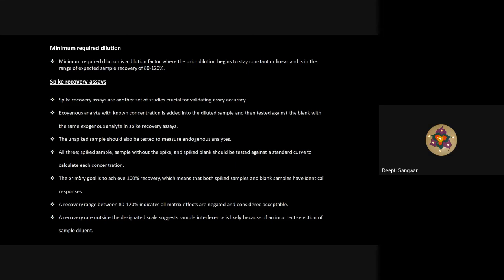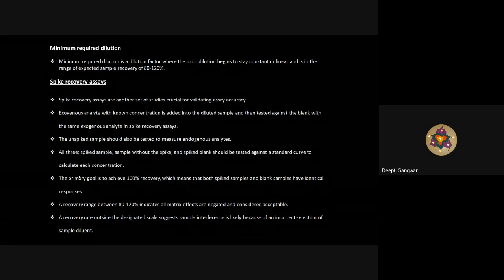Obviously, I can't dilute my sample to a range that falls below the lowest standard. So I have to figure out what the dilution of my sample will be, known as the minimum required dilution, which can accurately quantify my HCPs. So how do you do it? You start diluting. Sir, can you go to the next slide, because that will explain.